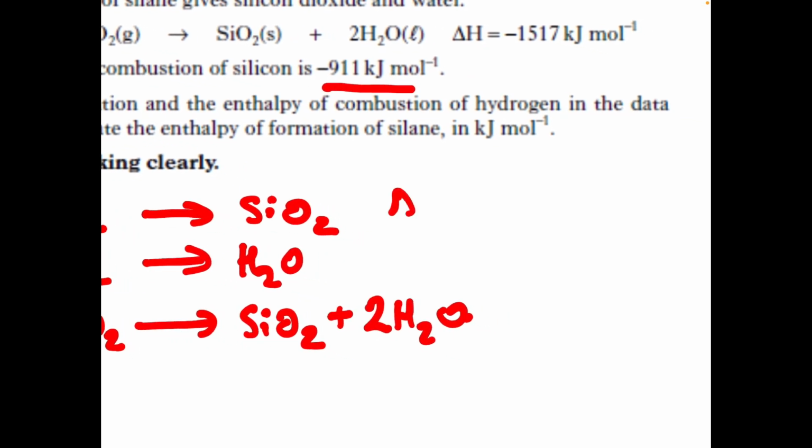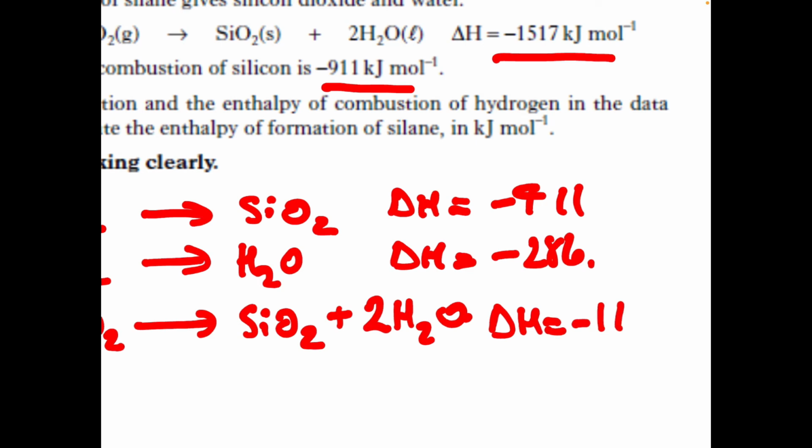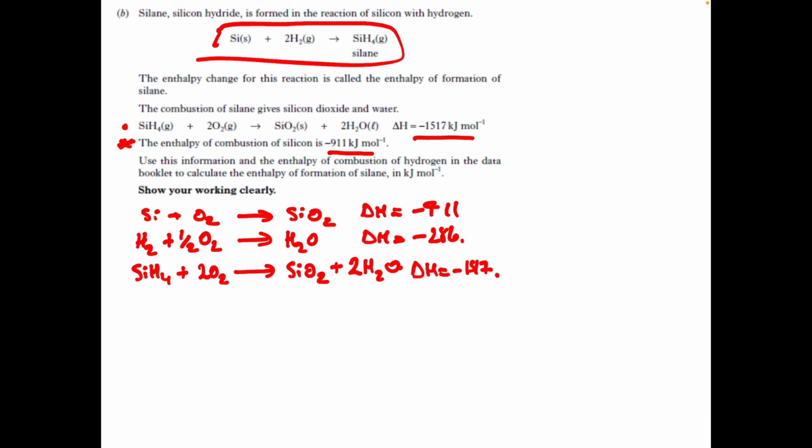Let's put some values in just now. This one, enthalpy of combustion for silicon was minus 911. Enthalpy of combustion of hydrogen is minus 286 from the data booklet, and then last but not least we've got this one given to us, 1517.